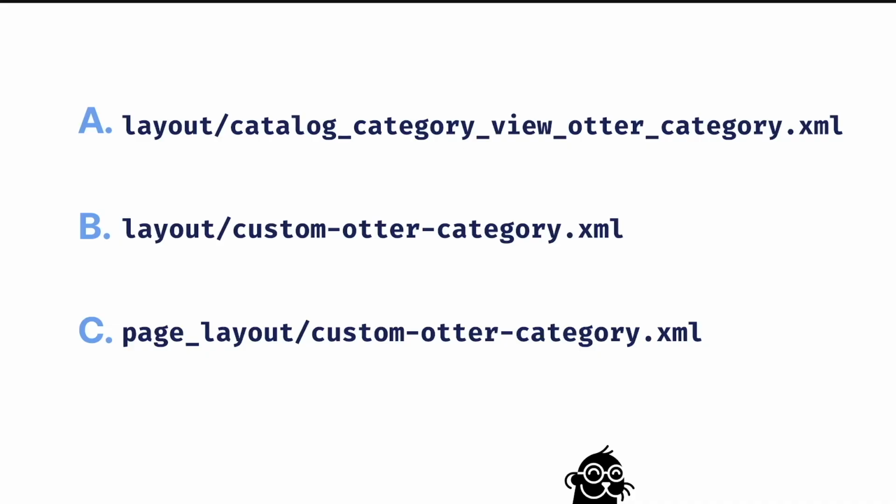So let's review the different options that we have for this question. So option A, the file would be layout catalog category view otter category.xml. Now, we've all probably seen this approach to customizing certain layouts, whether it's a product page, sometimes a specific product type across the board, or even specific categories, whether it's using the category ID, so on and so forth.